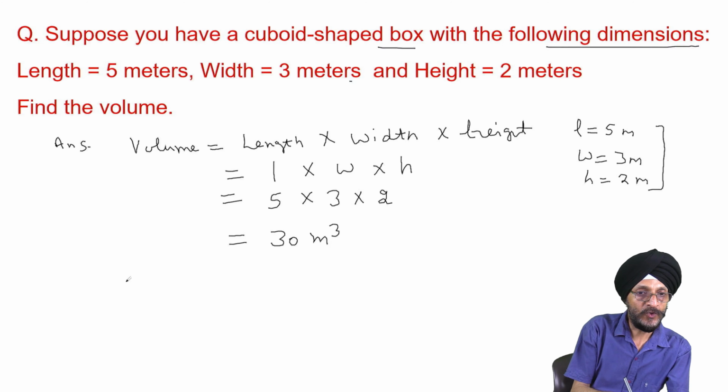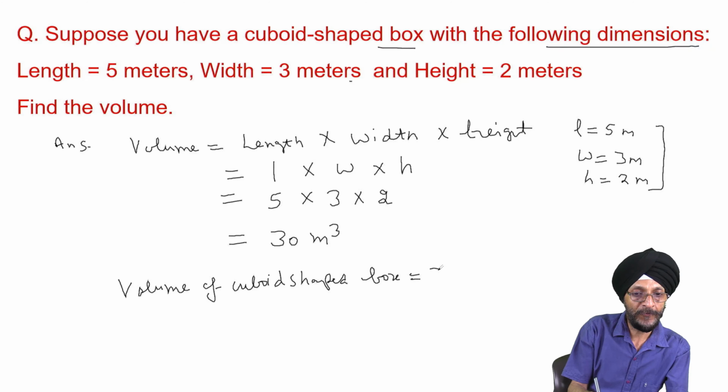So the volume of the cuboid shaped box is equal to 30 cubic meters.